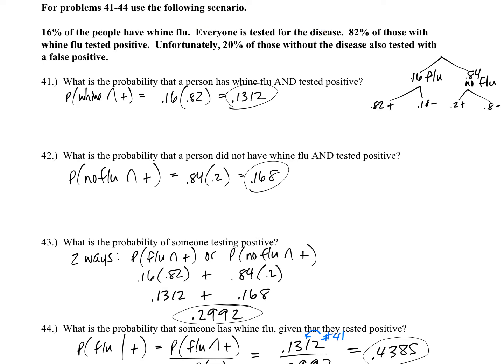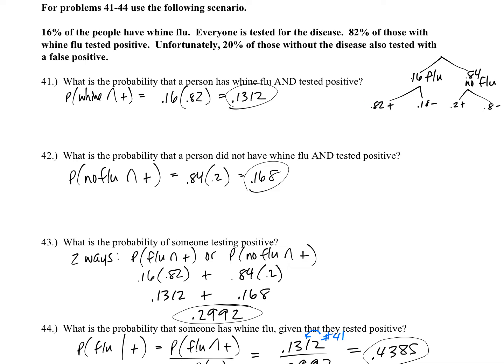Everyone is tested for the disease. Of the ones who have the flu, so in this branch, 82% of them test positive, which means 18% of them test negative. So remember, anytime you're given a percentage, you are also given the opposite percentage. 20% of those without the disease, so this branch not having the flu, 20% of them test positive, which means 80% of them get an accurate negative test. So fill out your tree diagram first, and then all these questions should seem really simple after that.